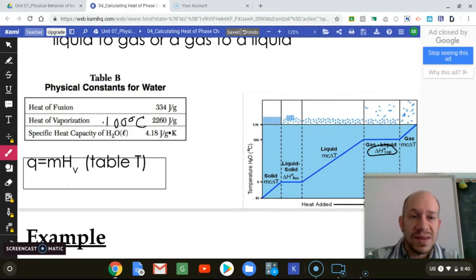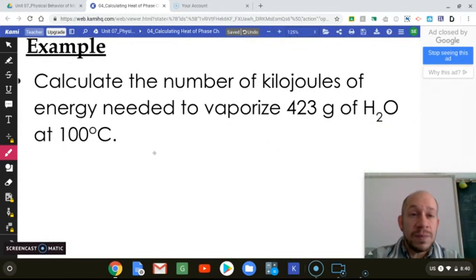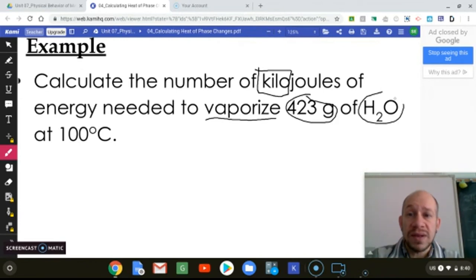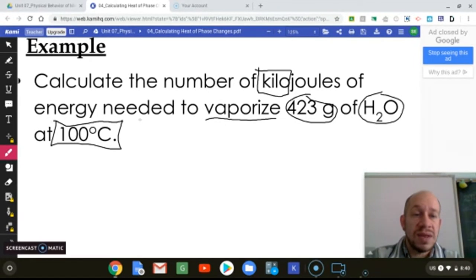So notice those details. So an example of using the heat of vaporization: calculate the number of kilojoules. So notice the word kilojoules of energy needed to vaporize. That's a key word. Here's our mass of H2O. That's our substance at 100 degrees Celsius. So also a key phrase there.